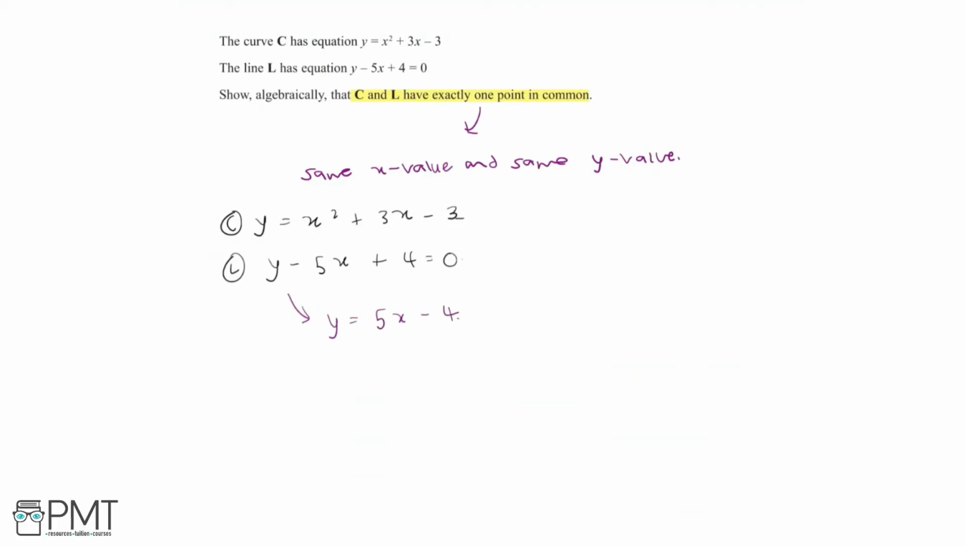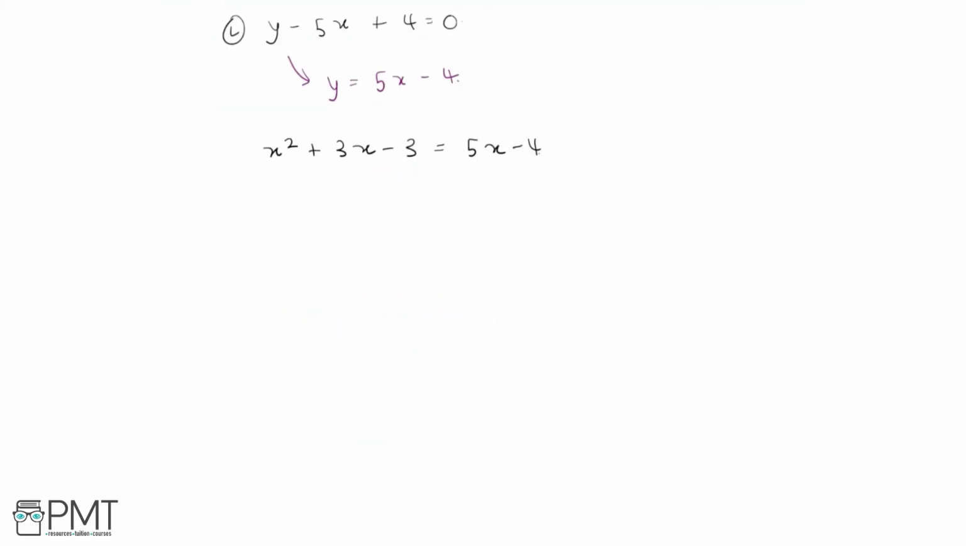Now since x and y are both equal, we can say that y is equal to y, and so x squared plus 3x take away 3 is equal to 5x take away 4. We can move the 5x and the minus 4 all to the left hand side, because we want a quadratic equation with 0 on the right hand side, and so we end up with x squared plus 3x take away 5x minus 3 plus 4 is equal to 0. And so the minus 5x came from moving this to the right hand side, and the plus 4 came from moving the minus 4 to the other side.